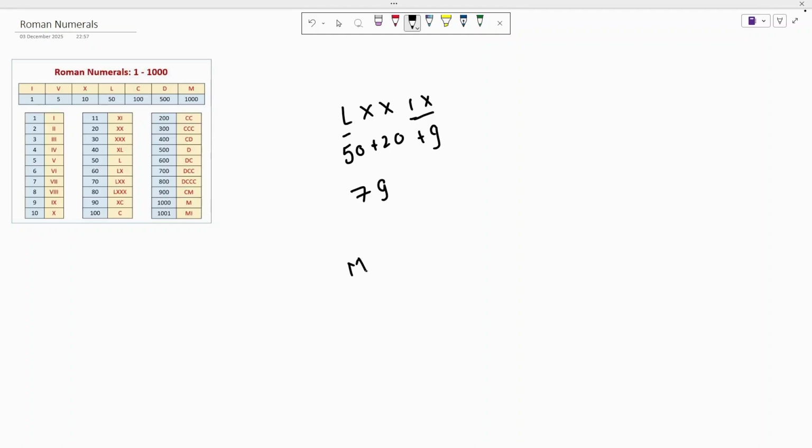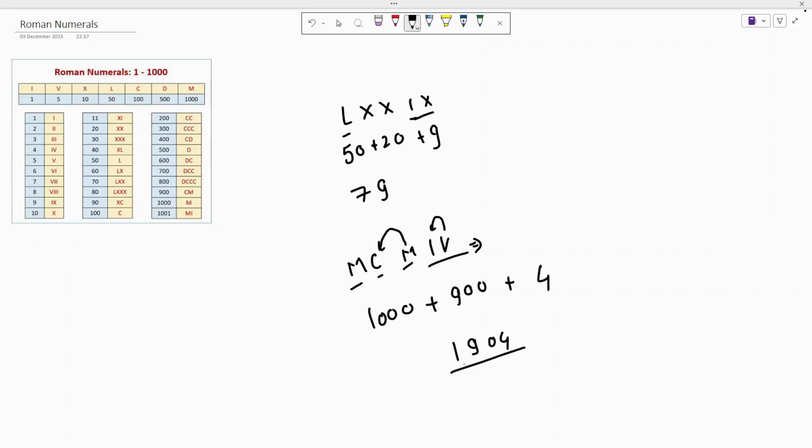Next question is MCMIV. We have to convert this Roman number to a numeral. M is for 1000, 1000 plus CM. C is 100 less than 1000, which is 900, plus IV is for 4, 1 less than 5, 4. So this will become 1904. This is the correct answer.